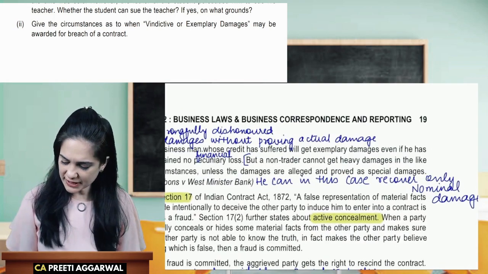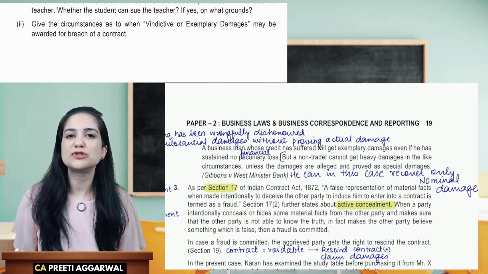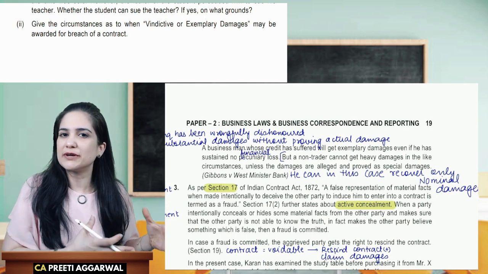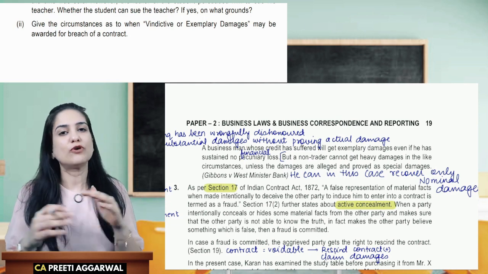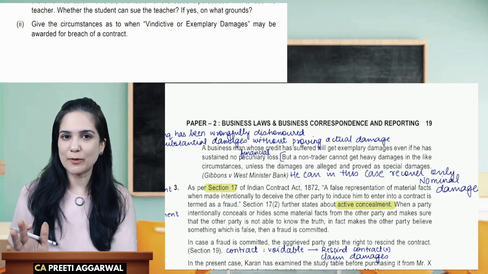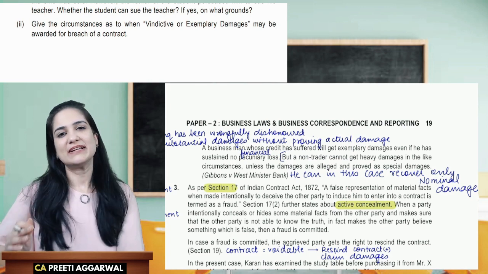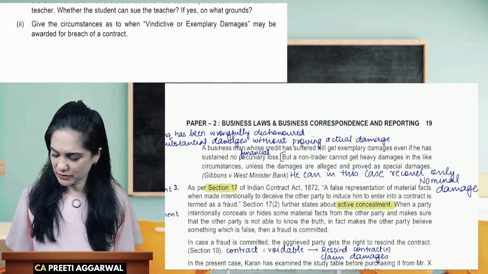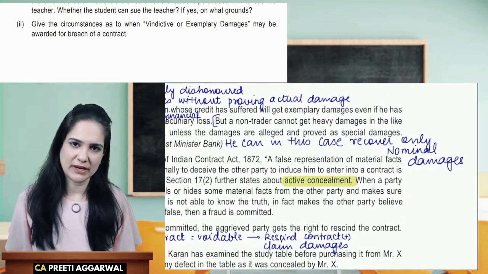You have studied what is the meaning of special damage. Special damage means that it can be claimed only when there are special circumstances and they are communicated to the other party. If you have already communicated to the other party that, see, I am issuing this check and it is very important that it should be honored, then in that case you can claim special damages. Otherwise, if nothing is specified, then you will be entitled to only nominal damage.